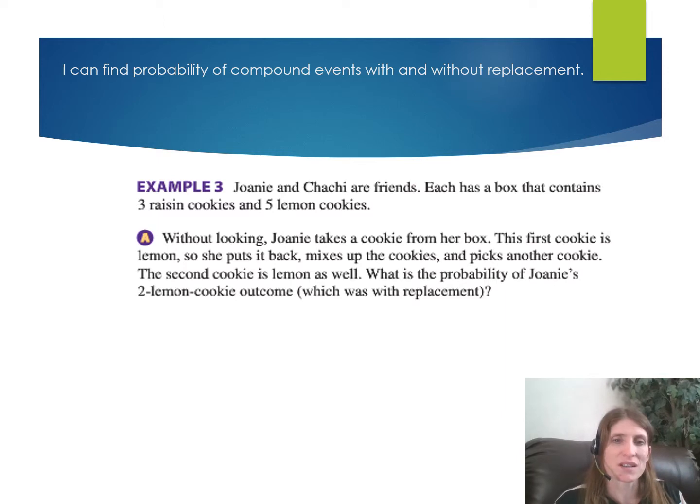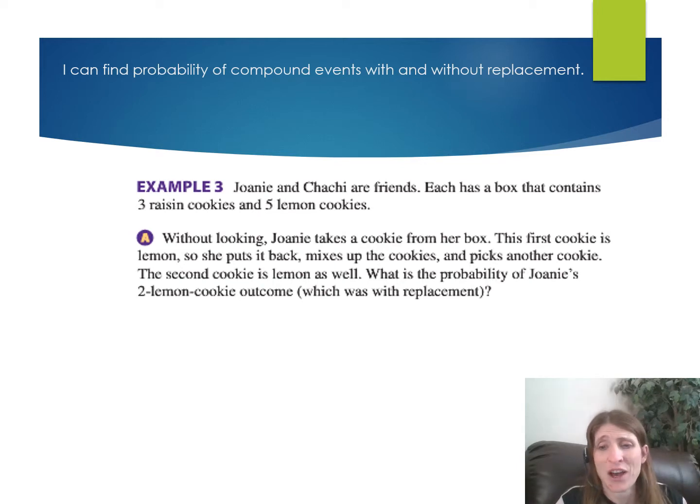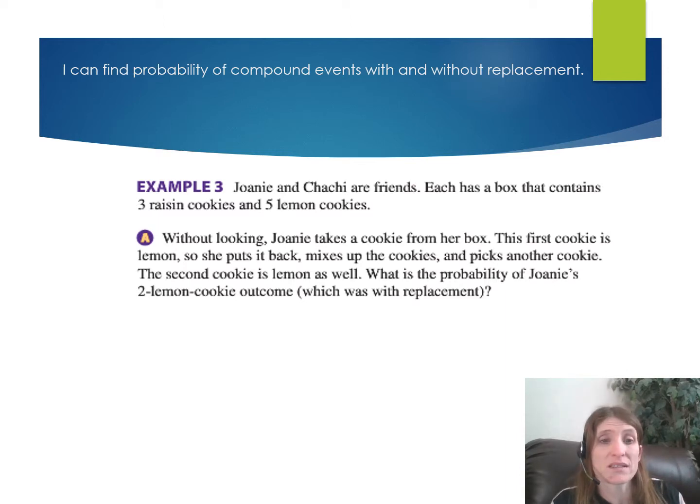All right, let's try another one. So this one says Joni, that's how I'm gonna pronounce it, and Chachi. Where they came up with these names, I don't know. Yeah, I don't really care for either one of those kinds. Why they didn't pick chocolate chip and oatmeal or something like that, or peanut butter, I don't know.